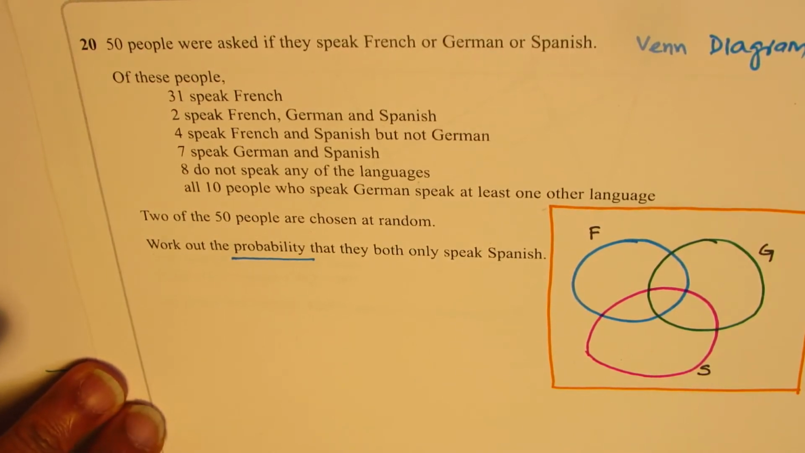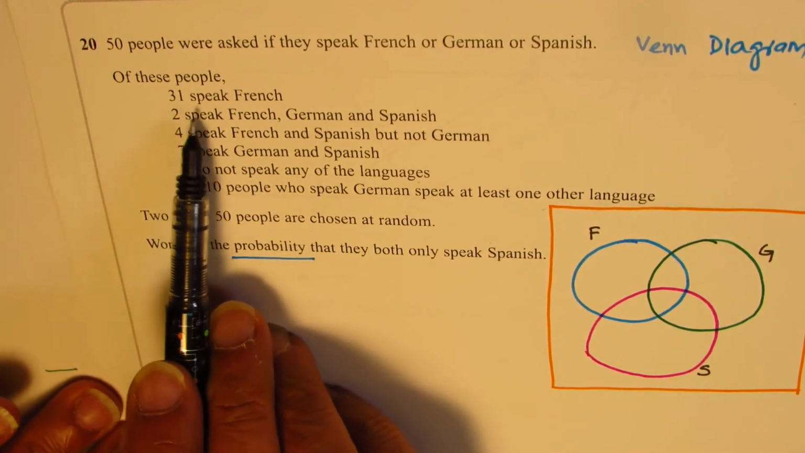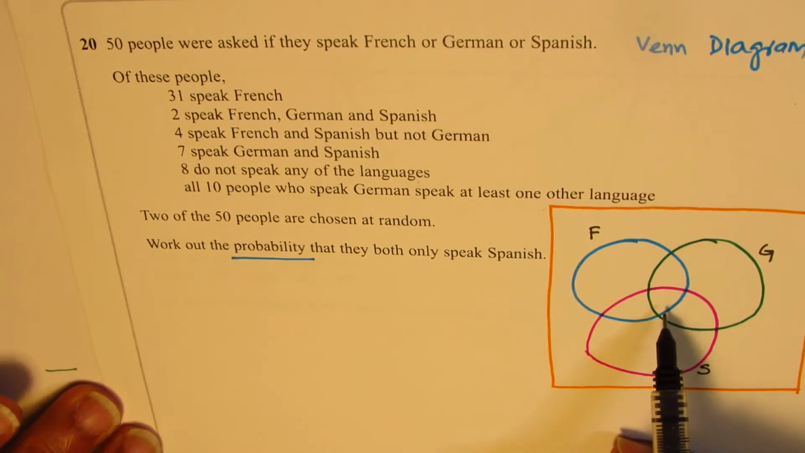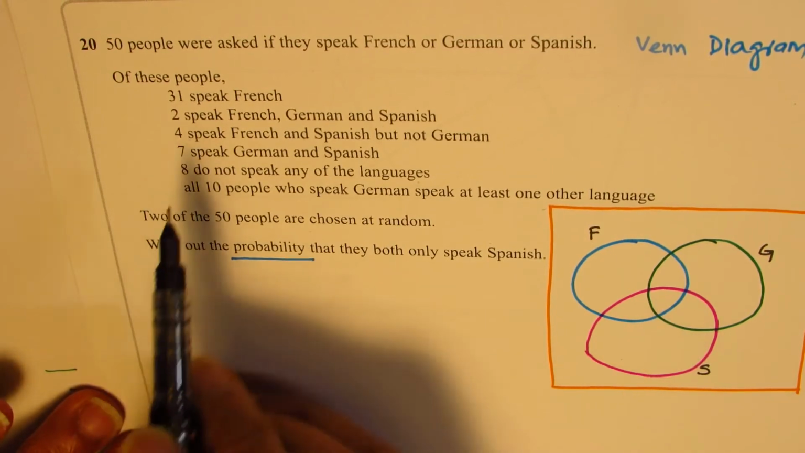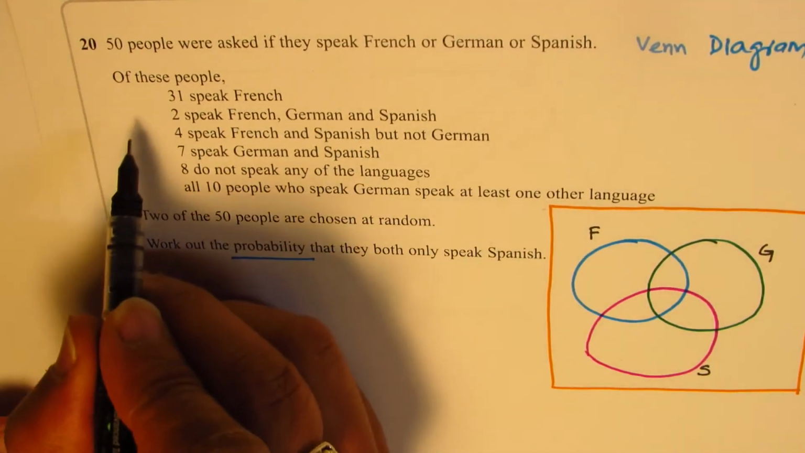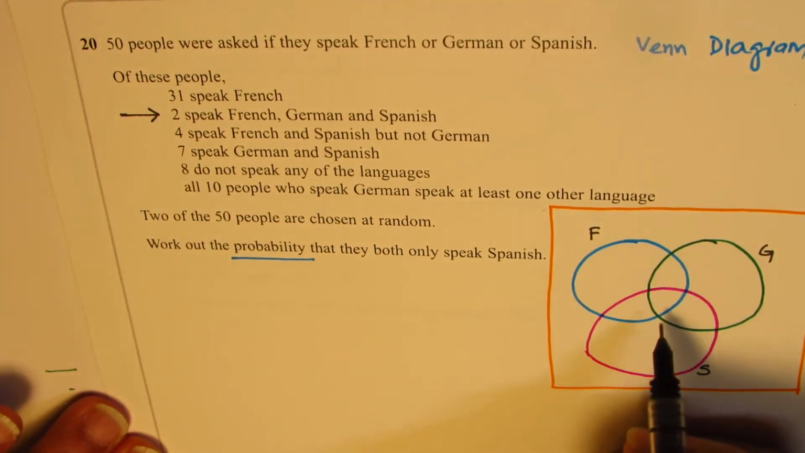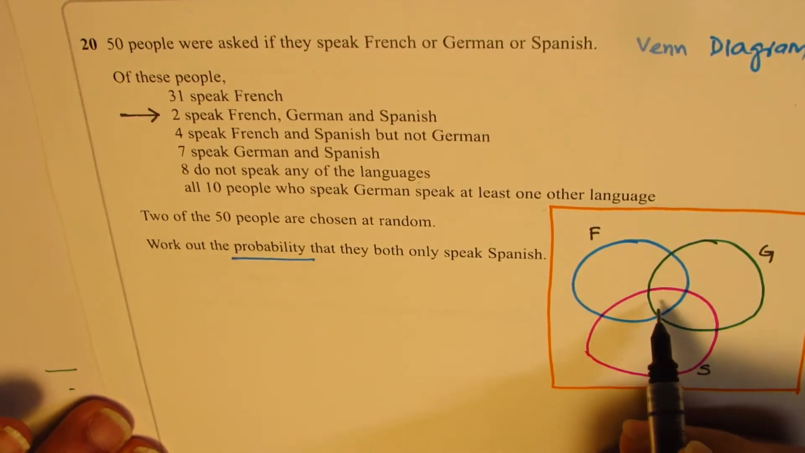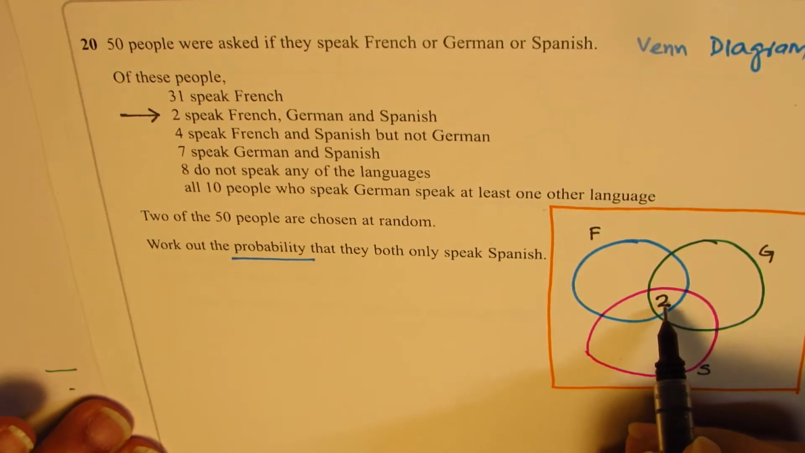Let's figure out what to fill in where. To begin with, we have 31 French speaking. So the idea is to go from inside out. Here we say to speak French, German, and Spanish. So we'll do this first. Everybody is speaking all the languages here. So two are speaking all the languages. So that 2 should come right here. Right? So we begin from inside out.